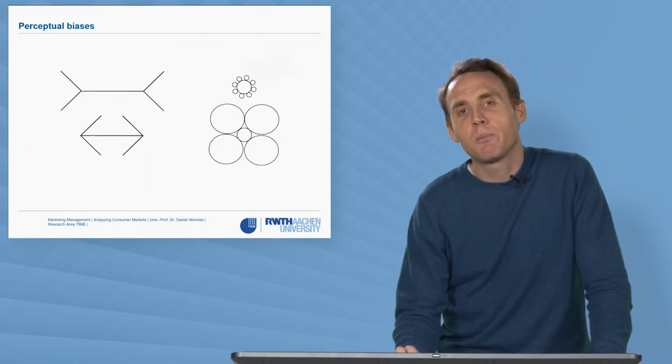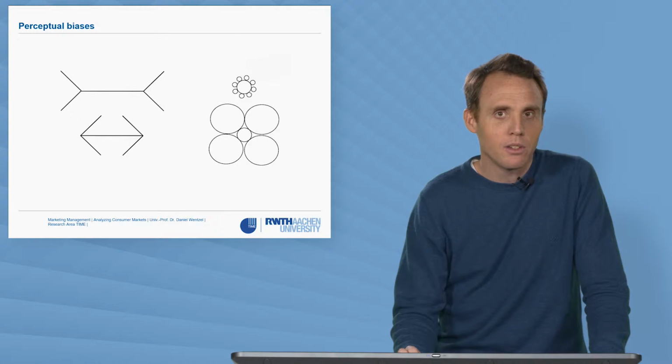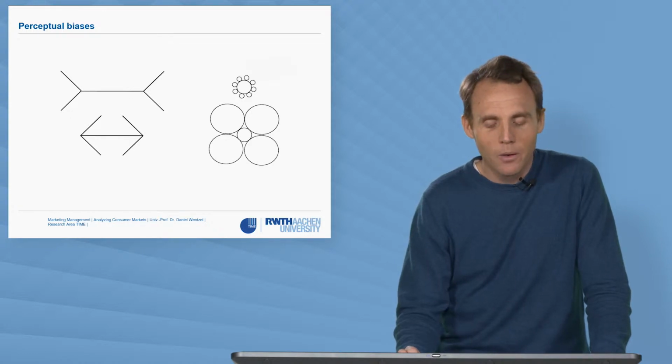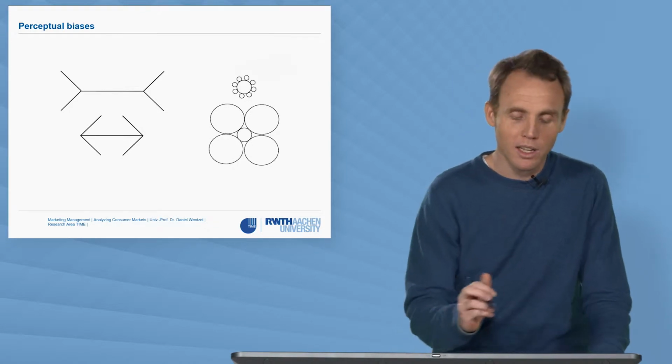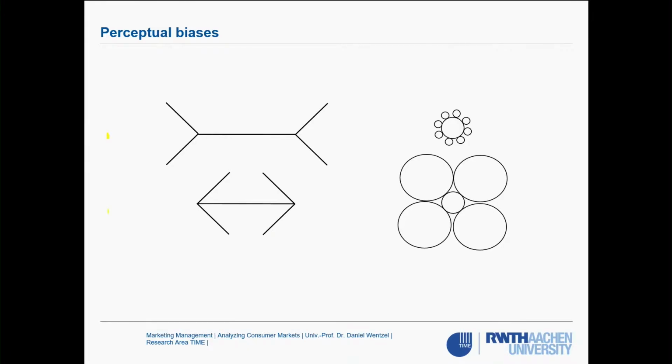Let's talk about perceptual biases, for instance. As an example here, I brought along a couple of pictures. If you look at these two lines in the middle, which of these two lines is longer, do you think? Or let's look at these circles here. Which of the circles is bigger? The top one surrounded by smaller circles, or the other circle surrounded by the larger circles? Which one is bigger?